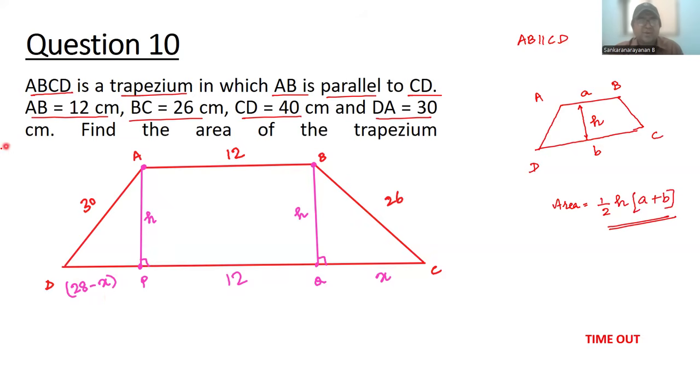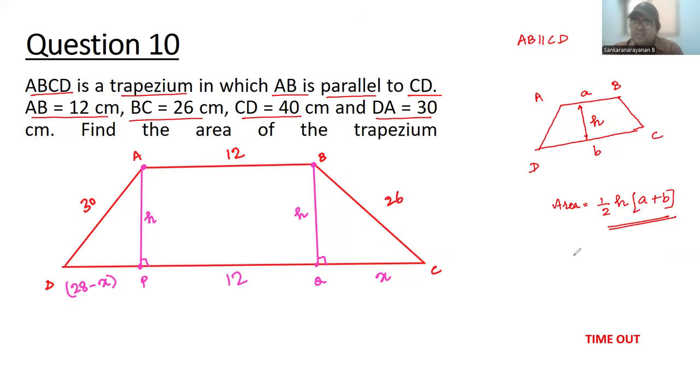Now it is very easy. I just need to find out the value of that H. Because I know 12 is there, I know 40 is there. So I very well know that the area of this trapezium is nothing but 1 by 2 H times 12 plus 40. That is equal to 1 by 2 H times 52. So I just need to find out the value of 26 into H. You got my point? 26 into H. That's what I need to calculate. So for that, I need to get the value of that H.